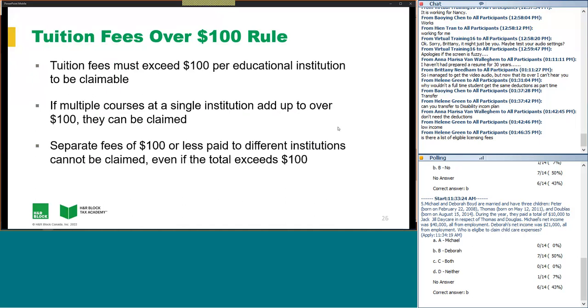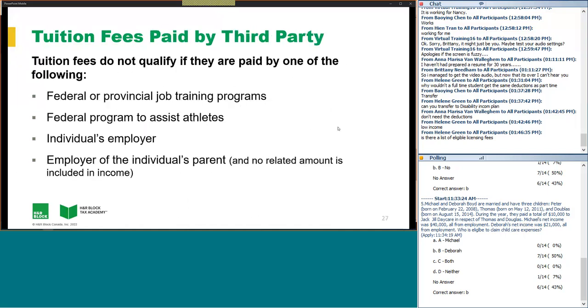Tuition fees over $100 I've talked about, so multiple courses in one institution, as long as it's $100, all of it will count. Separate fees under $100, throw those receipts in the garbage, you can't use them. Tuition fees do not count if they are paid by someone else. So if you're not paying the fees and someone else is paying the fees, you are not a qualified student for the purpose of the tuition credit.